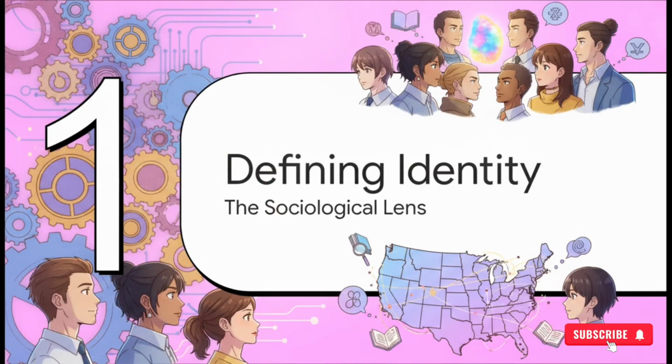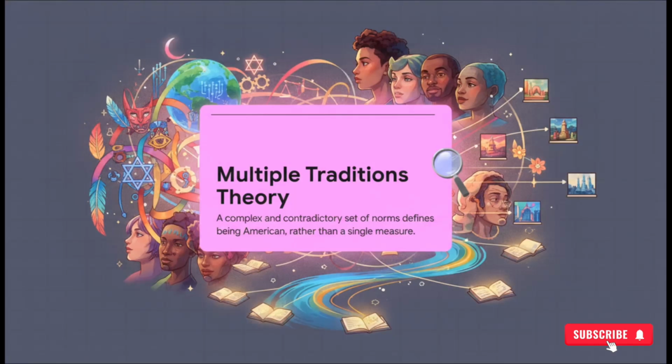We'll be looking through the sociological lens. This brings us to a really foundational academic concept called the multiple traditions theory. Basically, this theory argues that there's no single, easy measuring stick for Americanism. Instead, being American is defined by a broad, complex, and honestly, sometimes totally contradictory set of norms. And Schildkraut's empirical research actually backs this up. It proves that an increasingly multicultural America actively creates a multi-creedal America, meaning we literally have multiple, distinct belief systems operating all at the exact same time.